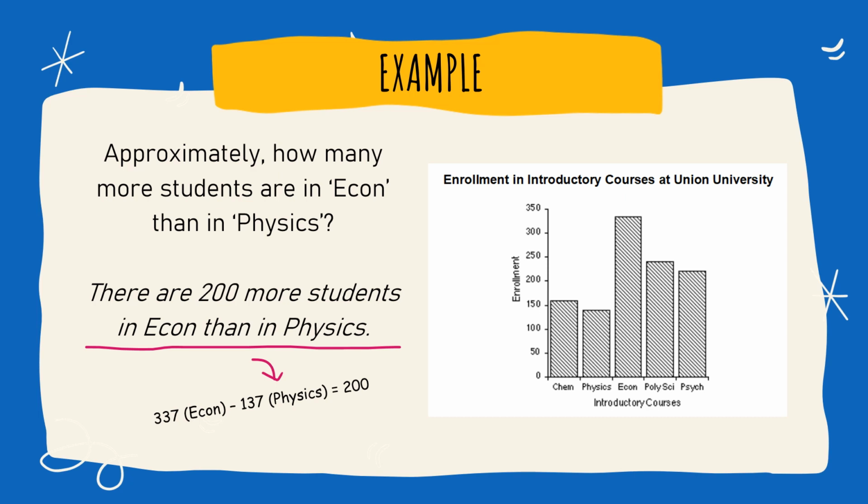So an example of an answer is like this. There are 200 more students in econ than in physics. So 337, which is the total number of enrollment for econ, minus 136, which is the total number of enrollment for physics. And then you will get the 200 answer.